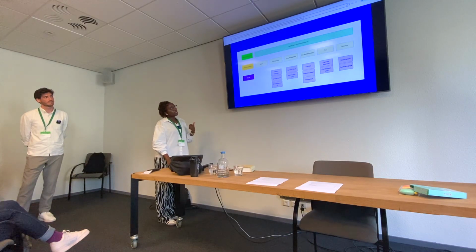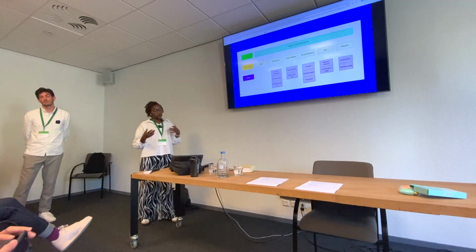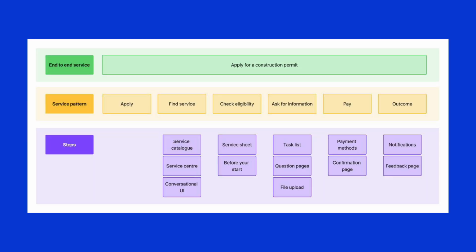To dive a bit deeper, in this diagram, at the top level is where you have your end-to-end service. For example, applying for a construction permit or applying for a business license. Then at the next level, in that end-to-end journey, you have bits and pieces of user flow. For example, when you're going to apply for a business license or a construction permit, you need to find the service in the first place.